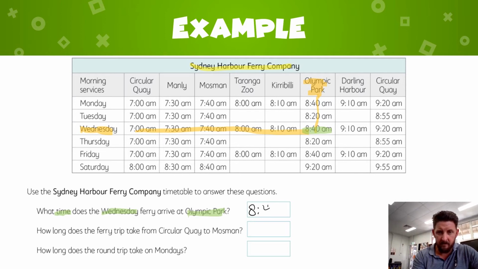Now it's important that if we're writing the time, we make sure that we put the AM or the PM in, because when we're reading timetables we need to do that, otherwise some people might get confused as to whether it's morning or afternoon. All right, let's look at the next one.